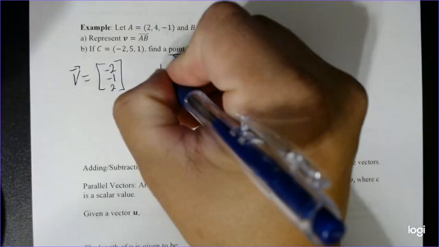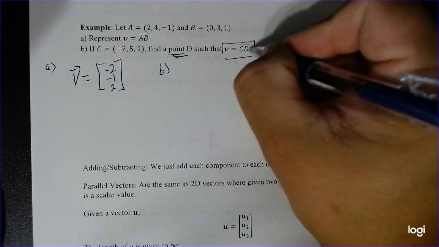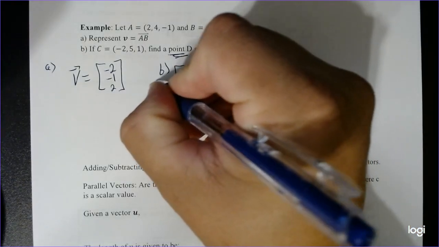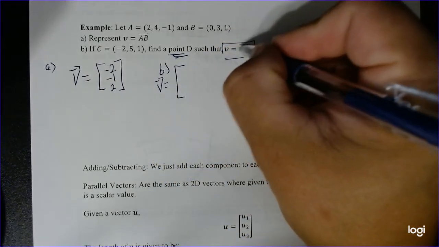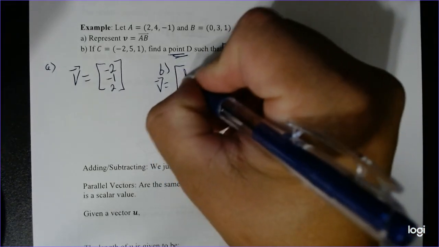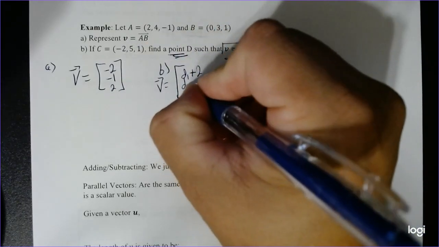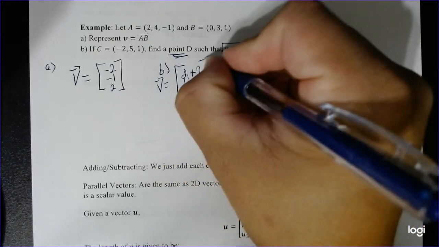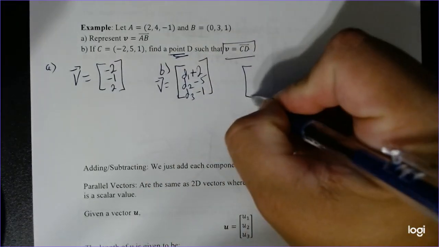Okay, so this is part A. Now part C is given an arbitrary point, and notice we go from C to D. So this new vector v is going to be this minus this. It's going to be d1 minus negative 2, so just plus 2, d2 minus 5, and then d3 minus 1. Then we just set them equal to each other's components.